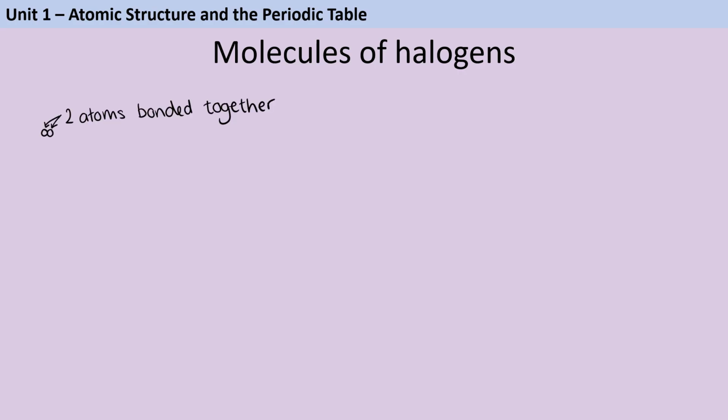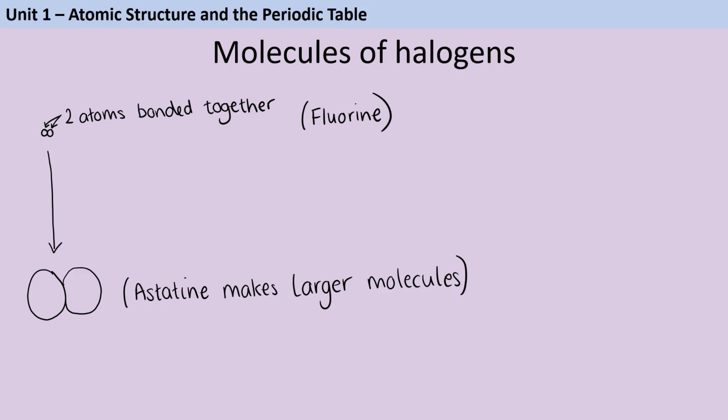So whereas fluorine has very, very small molecules, astatine has much larger molecules. And so because the molecules are larger, the weak intermolecular force between those molecules also gets stronger.